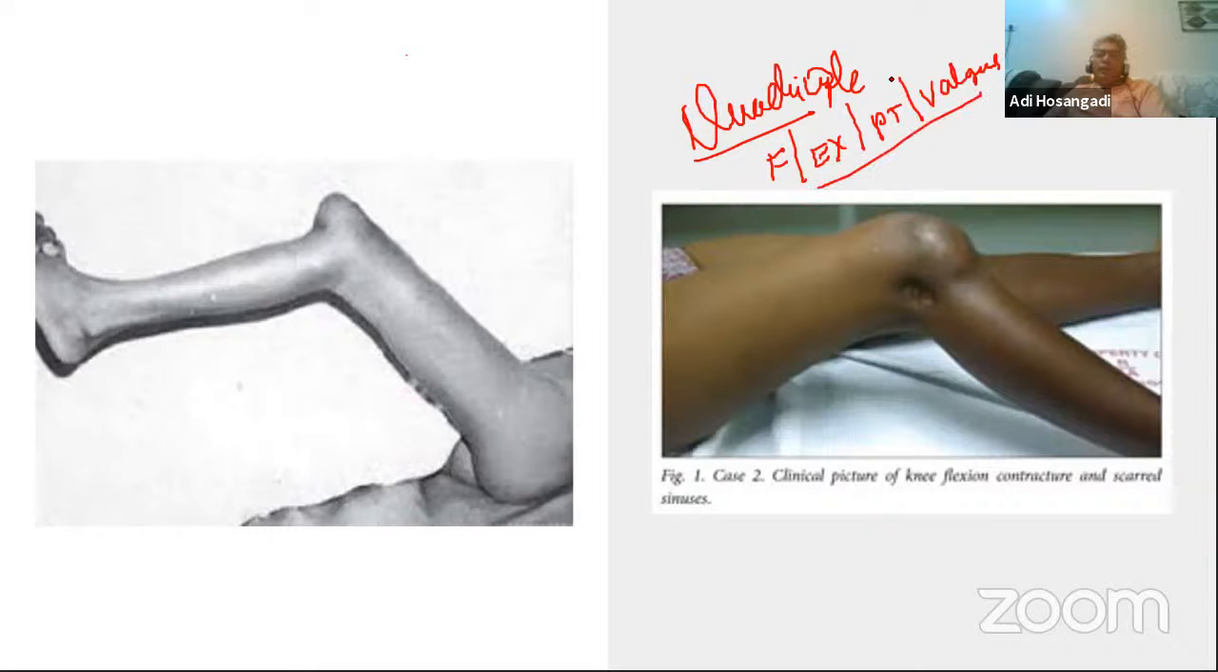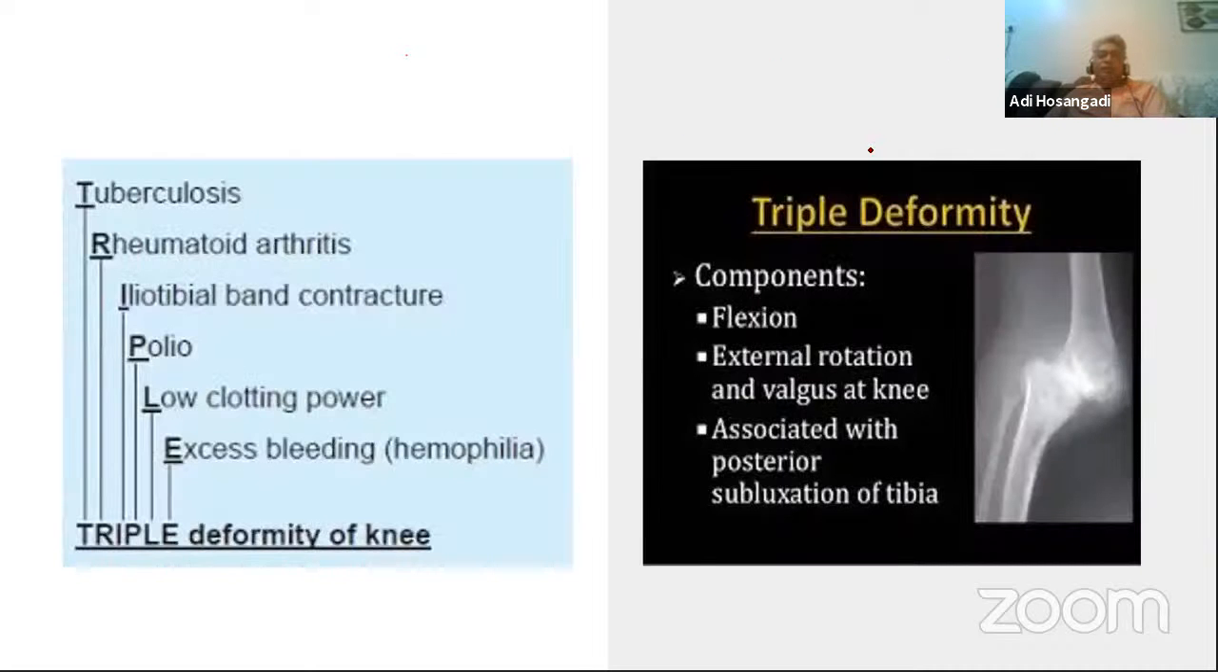Okay, if it is only these three, it is triple deformity. Don't get confused. If you remember the IT band, then you can easily remember all the actions of the IT band. So this is what I was talking about, triple deformity. Look at this: posterior subluxation of the tibia, completely damaged joint, flexion, external rotation.